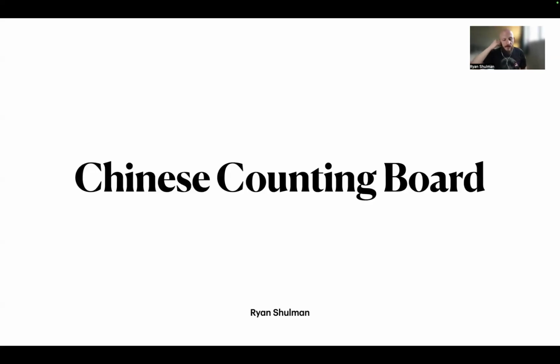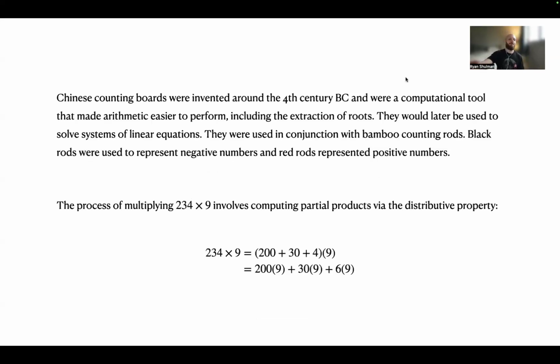This is going to be a presentation on the Chinese counting board and on Napier's rods. I'm going to start with the Chinese counting board. So Chinese counting boards were invented around the 4th century BC in China, and they were a computational tool that really just made arithmetic much easier to perform, including the extraction of roots. So of course there was addition and subtraction, multiplication and division, and interestingly enough, the extraction of roots could also be performed using a Chinese counting board.